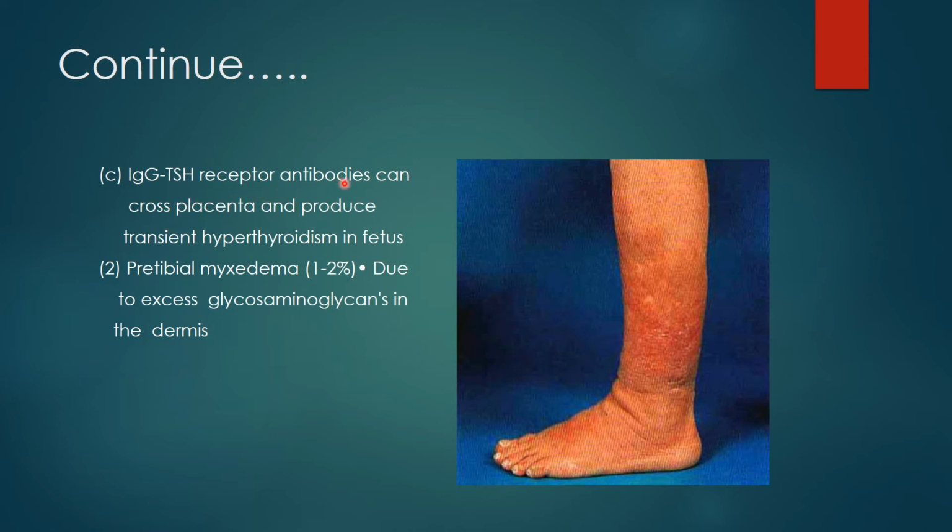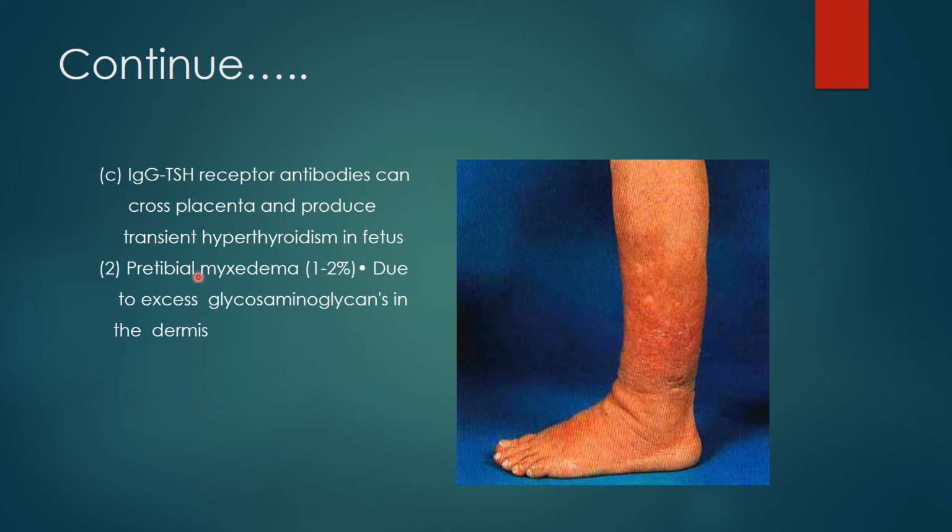In Graves' disease, there are IgG TSH receptor antibodies which can cross the placenta and produce transient hyperthyroidism in the fetus. So if the mother is having a baby, the antibodies, immunoglobulins, which are against the TSH receptors, cross the placenta and can produce hyperthyroidism in the fetus.